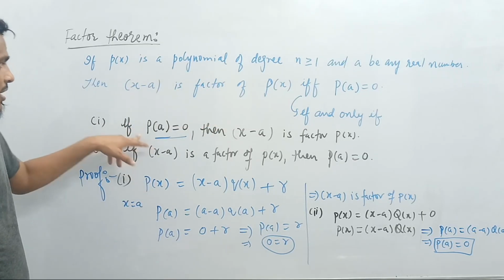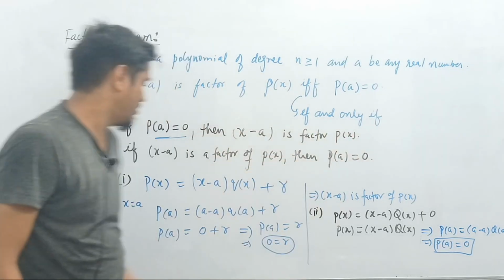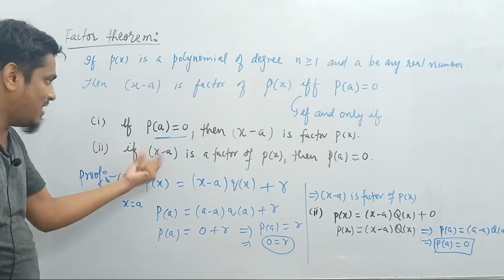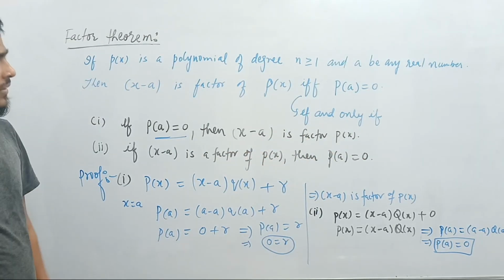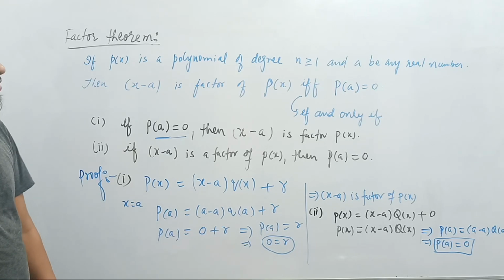First condition is if P(a) is 0, then x minus a is a factor, and if x minus a is a factor of P(x), then P(a) will be equal to 0. Now let's see some examples based on this.